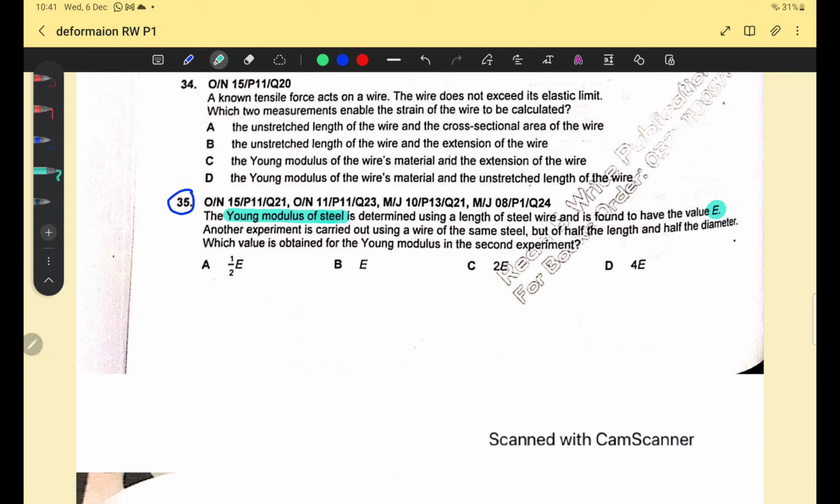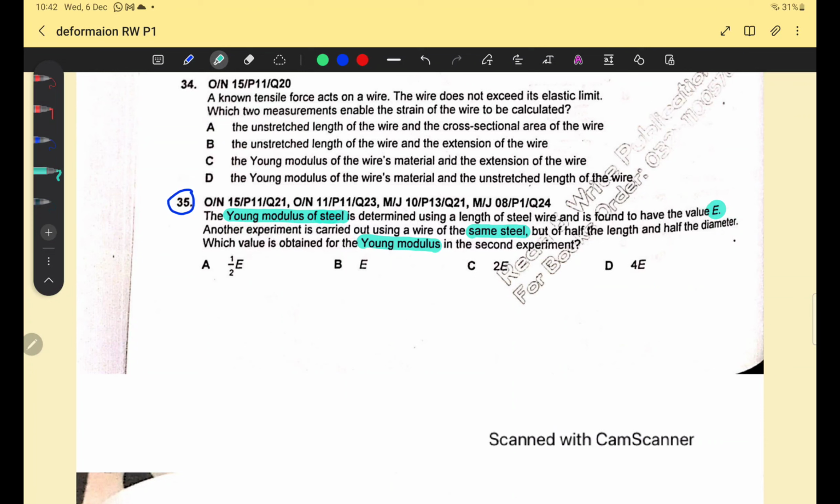In another experiment, the wire is of the same steel. In the first experiment, steel wire. In the second experiment, the same steel. Remember, if the material is the same, then the Young modulus will remain the same. And they are asking what is the Young modulus. Habita Nandi, can you give me the answer? What will be the answer of question 35, beta?